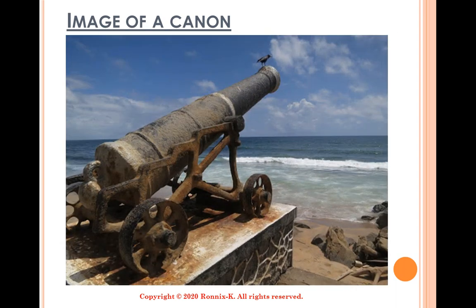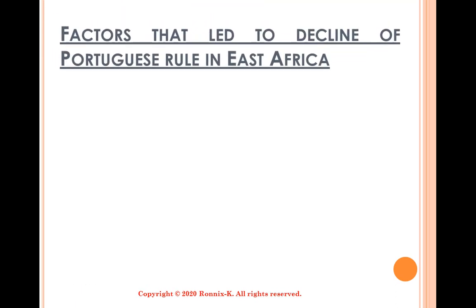So that's it. A very big gun. You see? That's a cannon. So it was a big gun, and the Portuguese used those cannons to conquer the Arabs at the East African coast. Hey, watch it. Enjoy it.